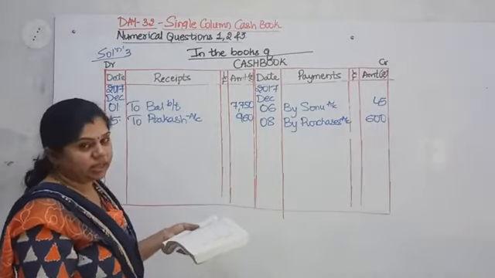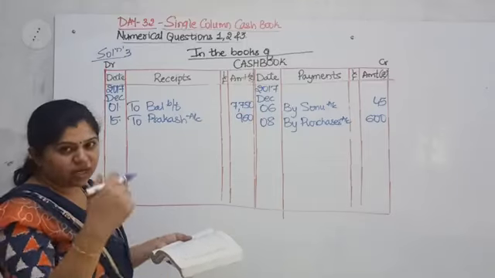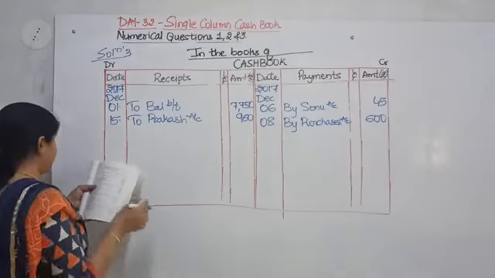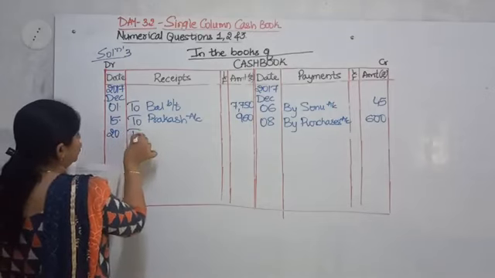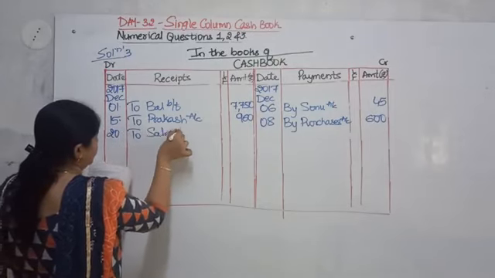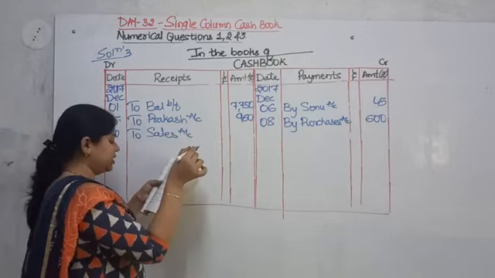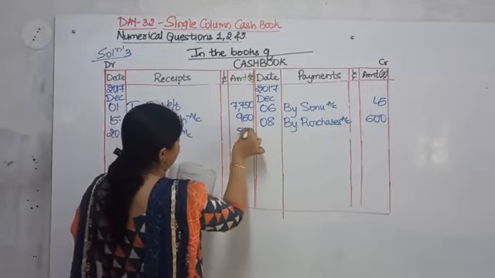Next, cash sales. So cash sales means money will come or it will go. Of course it will come. So write it down on the receipt side to sales account. And how much it is? It is equal to rupees 500.